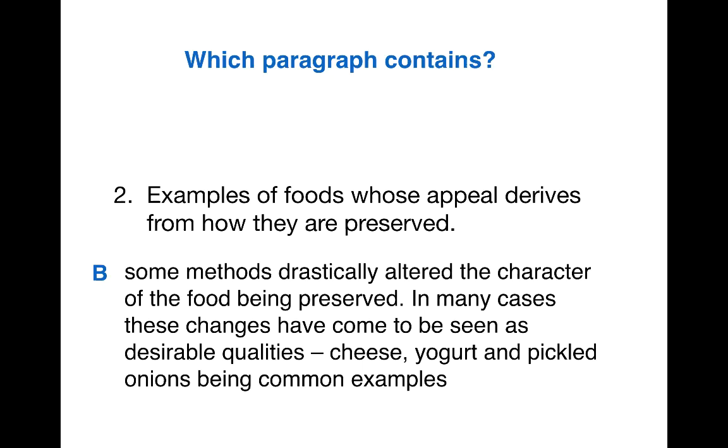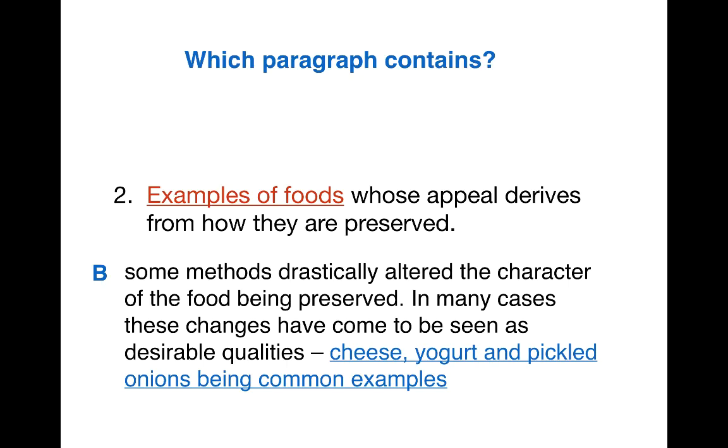Some methods drastically altered the character of the food being preserved. In many cases, these changes have come to be seen as desirable qualities. Cheese, yogurt, and pickled onions being common examples. So examples of foods, we've got cheese, yogurt, and pickled onions being common examples. As I said, maybe if you scanned for a list of foods, you might have found that.